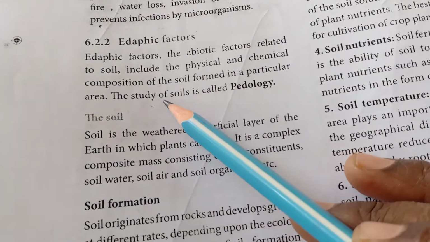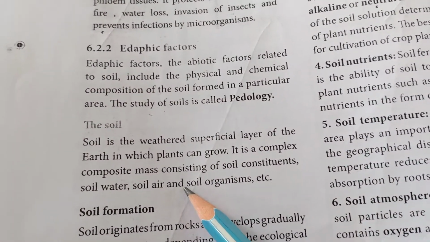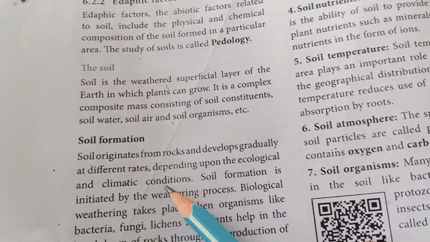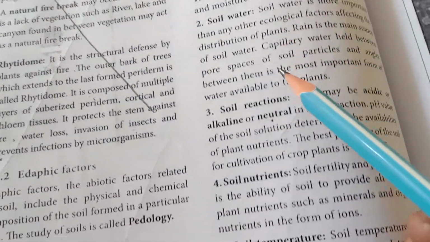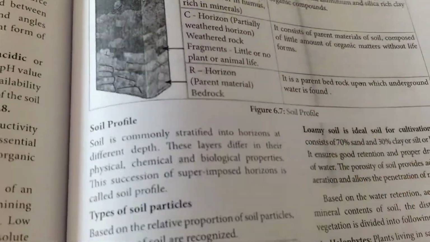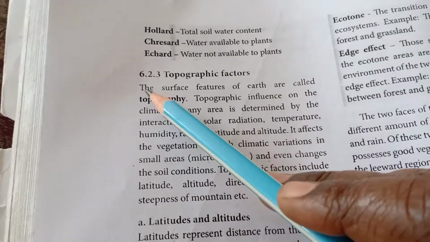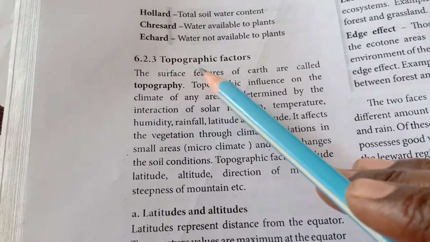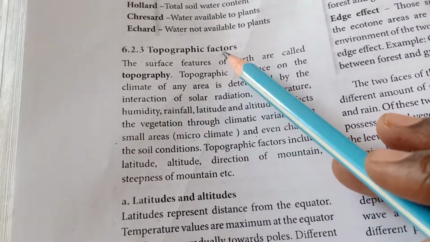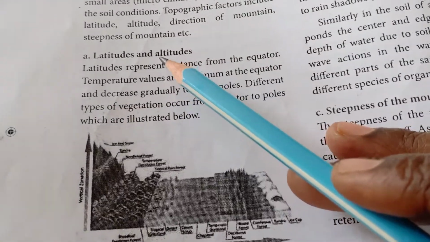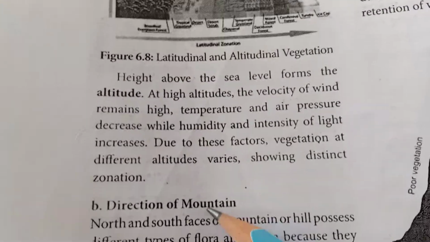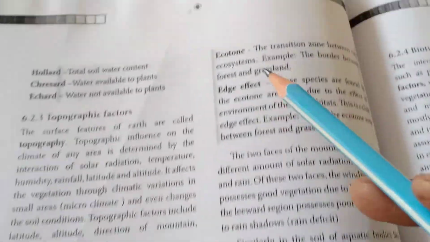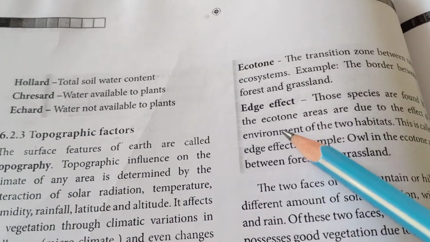Then 6.2.2 is the edaphic factor. The edaphic factor consists of soil formation, types of soil, and this topic is there with the soil profile. So learn all this. This is included in your portion. Then coming to 6.2.3, topographic factor. We will be learning about latitude and altitude, direction of the mountain, and steepness of the mountain. All these topics are there with the ecotone and edge effects.